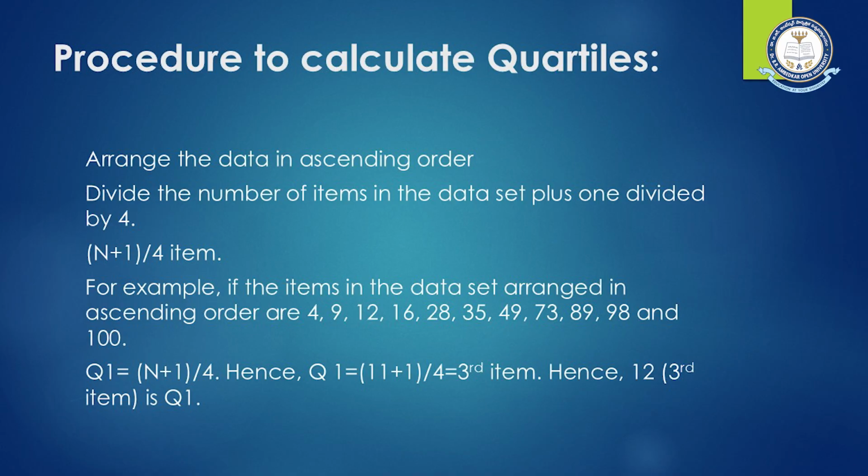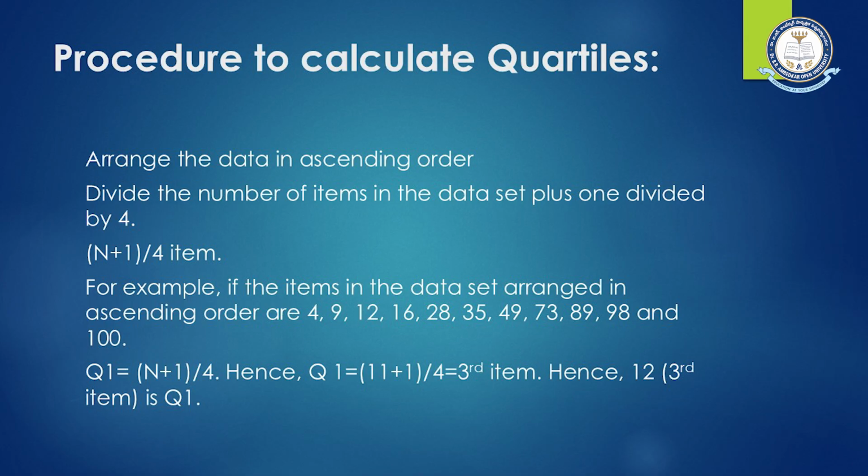So, how to calculate quartiles? Let us understand the procedure. As in the case of median, we have to arrange the data in ascending order in the case of quartiles also. We divide the number of items in the data set plus 1 by 4. The formula is (n + 1) / 4.